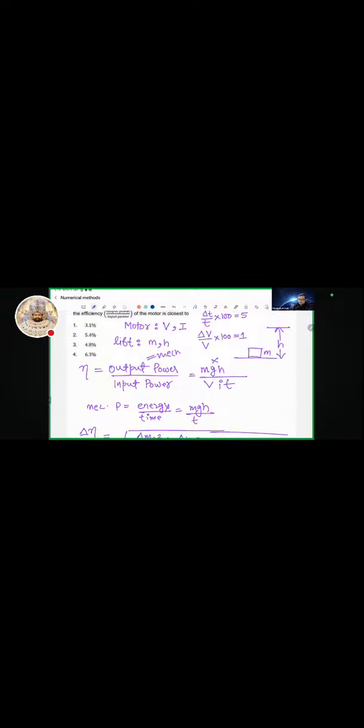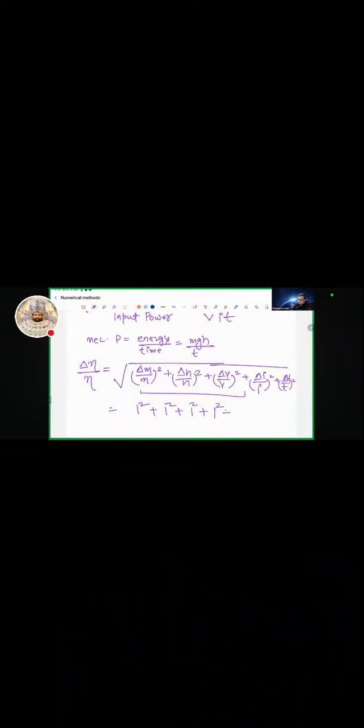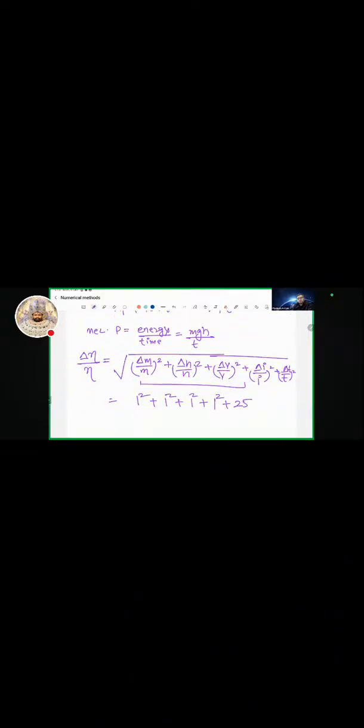In all of these 4, error is 1%. So 1%, 1%, 1%, 1%. We will square them: 1 squared each. And in time, error is 5%. So 5 squared gives you 25. Not error, relative error. That is why I am putting delta t by t as 5. So this gives me the square root of 29. Under root of 29 matches with which of these options?